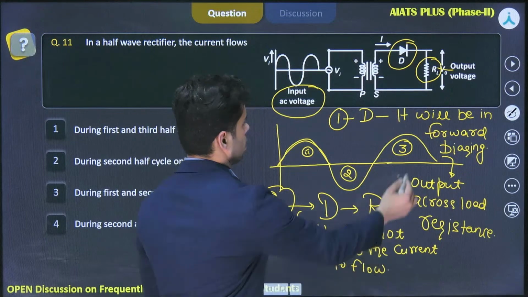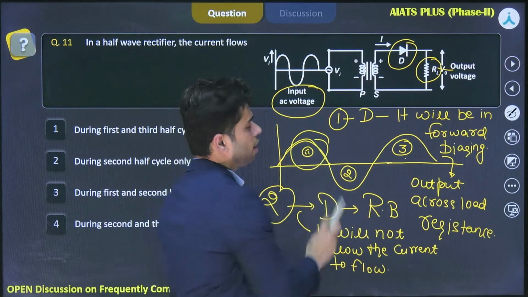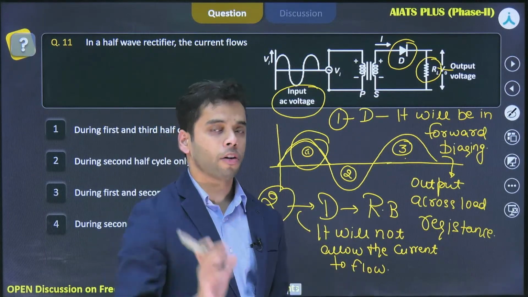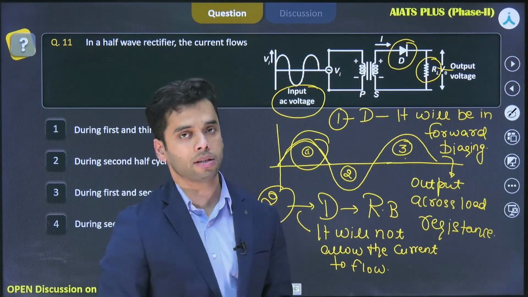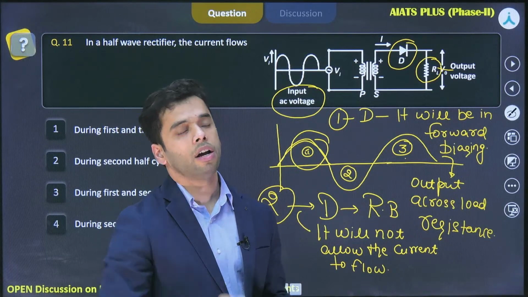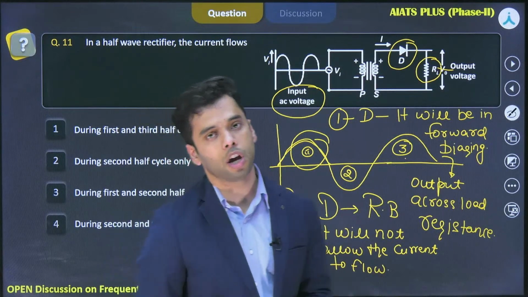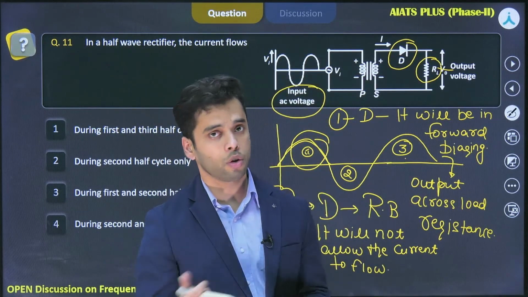Again, for the third part, it will have the same polarity as it had in the first part. So for the third part of the cycle, the diode will again be in forward bias and will behave as a conducting wire. Since it behaves as a conducting wire, the current will flow through the circuit, and you will get the output across the load resistance, and that's how you will determine it.